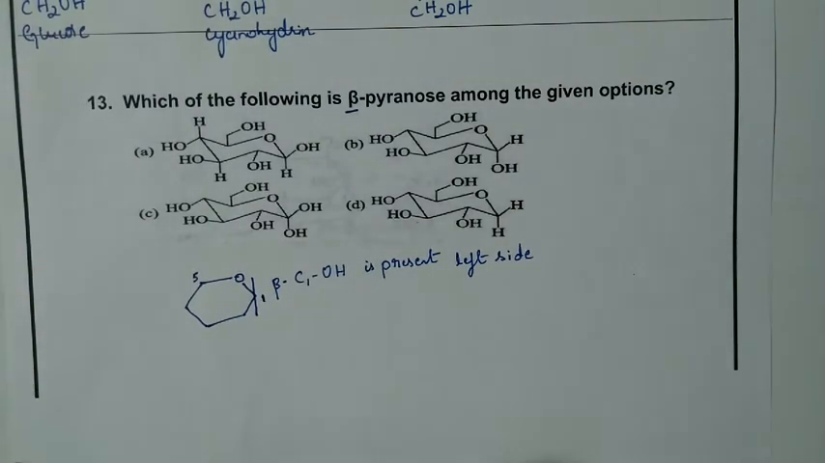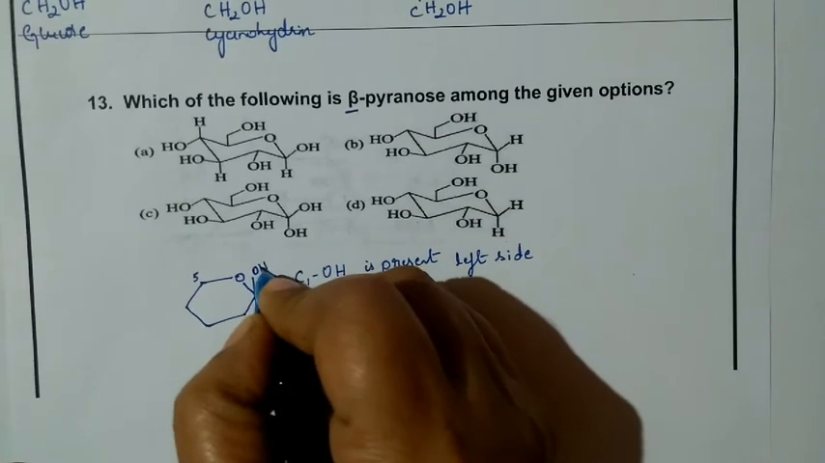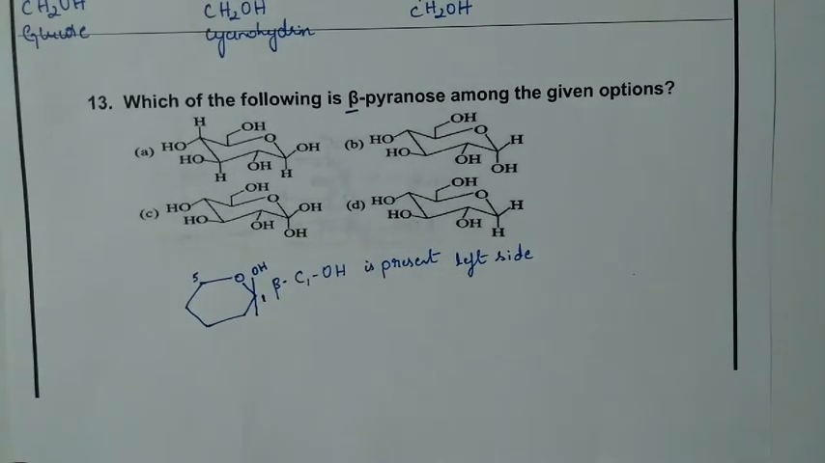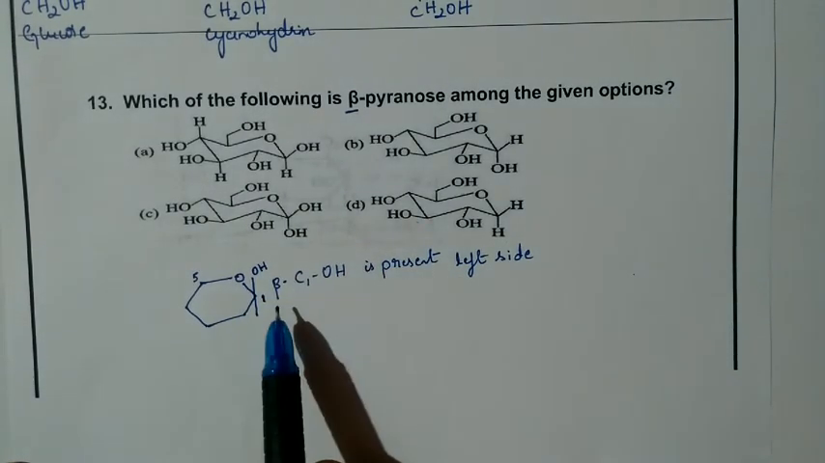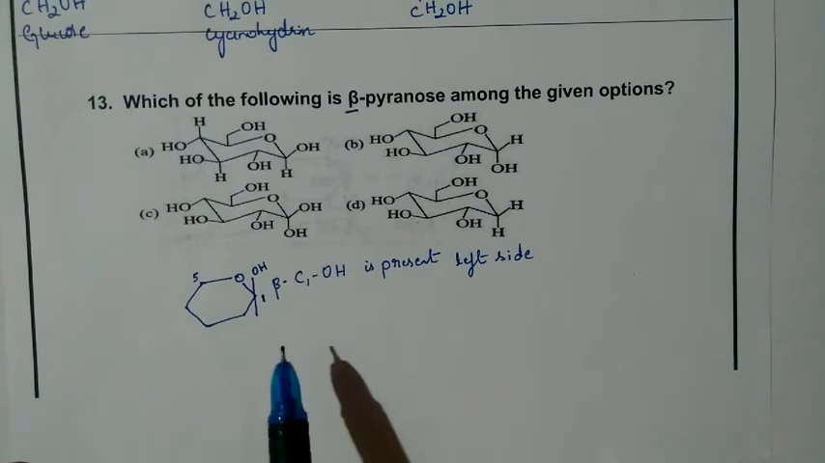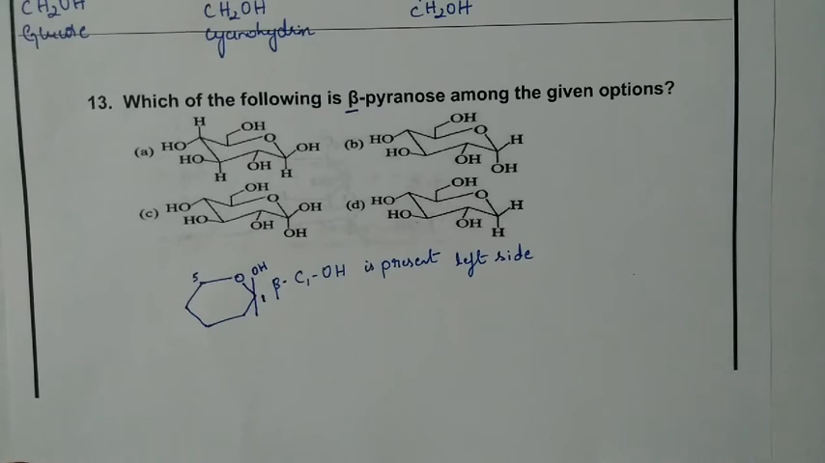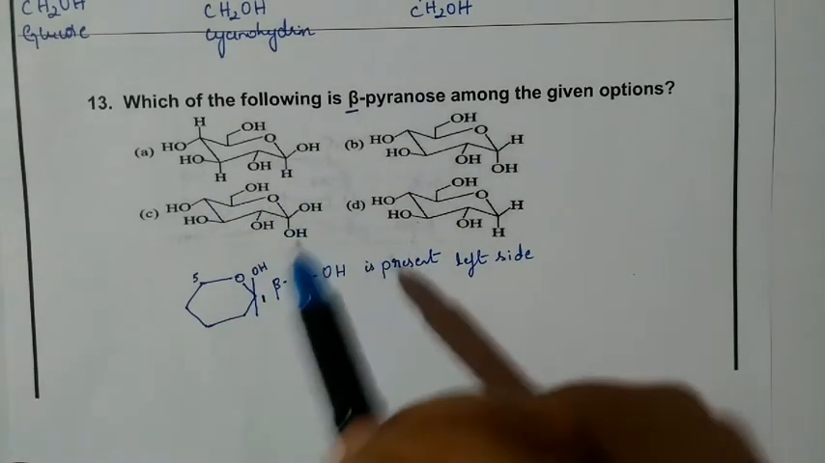If this is the C1, the OH group will be present above. This is the configuration that beta indicates. If it is on the right side, then it will come down. If it is on the right side, then it is named alpha. So we shall see the structures here.